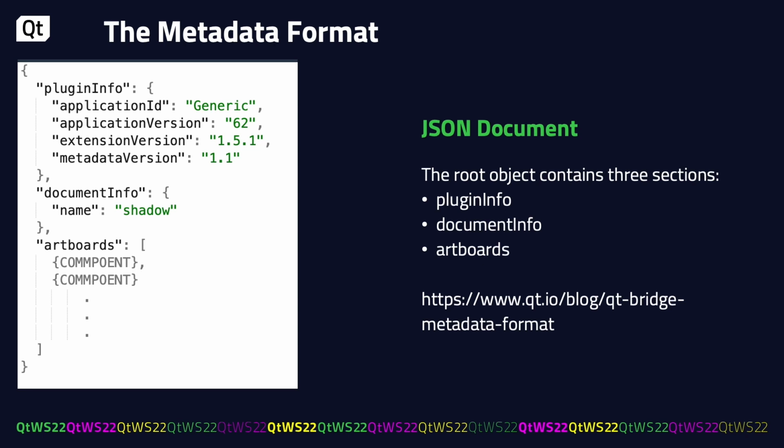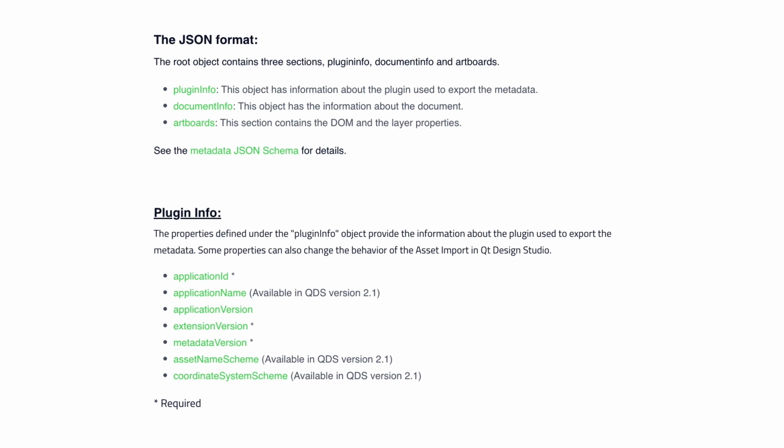You have this plugin info object where you tell about, okay, what is the name of my plugin, the metadata version that I'm exporting, which version of extension I'm using. Then the important part is this artboards. This artboard contains all the components, the QML files that will be generated. Each component is just a layer in the design tool. So we'll go over the objects one by one.